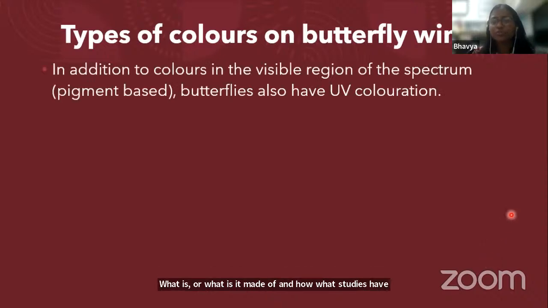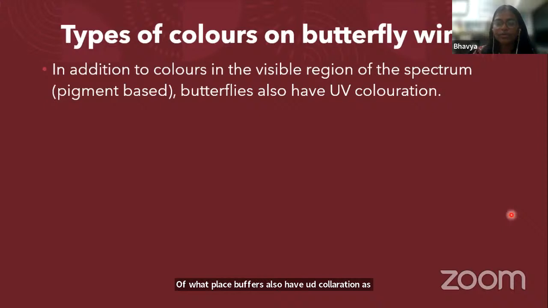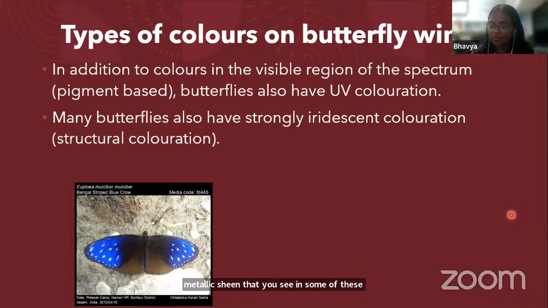So in addition to colors in the visible region, which are predominantly pigment based, and what I mean by that is that they have small molecules or small chemicals that are deposited on the scales of butterflies, butterflies also have UV coloration as illustrated in the previous example. And along with the UV coloration, we also see the presence of strongly iridescent color. Iridescence is all of this metallic sheen that you see in some of these butterflies, illustrated here by this striped blue crow butterfly. If you look at this butterfly, the blue region here is what we're referring to as iridescent coloration.